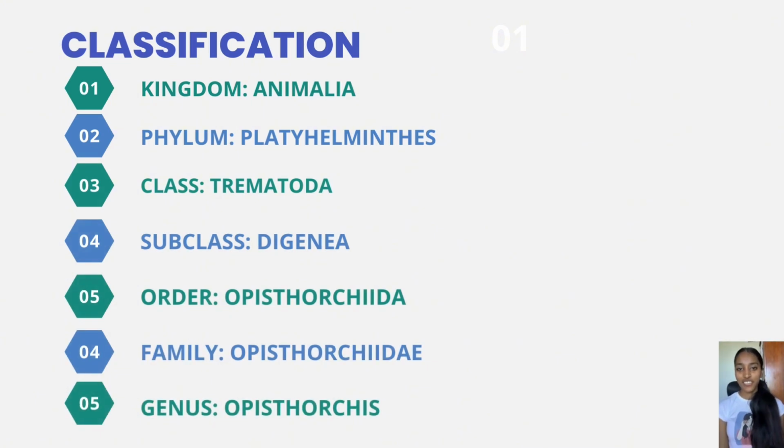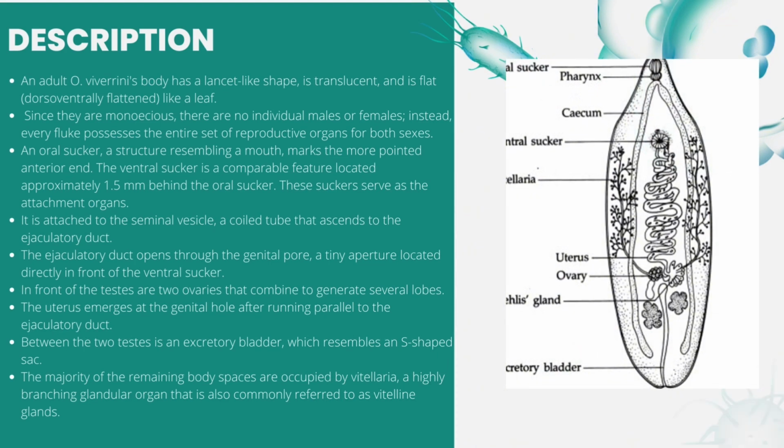So moving on to its classification, it belongs to kingdom Animalia, phylum Platyhelminthes, class Trematoda, subclass Digenea, order Opisthorchiida, family Opisthorchiidae and genus Opisthorchis. So the description of the microorganism: an adult Opisthorchis viverrini's body has a lancet-like shape which is translucent and is flat like a leaf. They are hermaphrodites, which means that they have both male and female sets of the reproductive systems. It contains two suckers, which includes an oral sucker and a ventral sucker, which serves as the attachment organs.